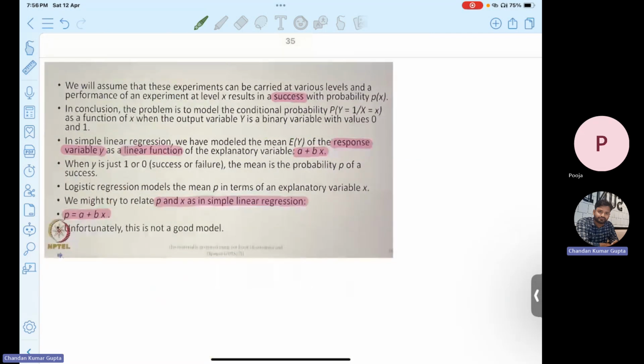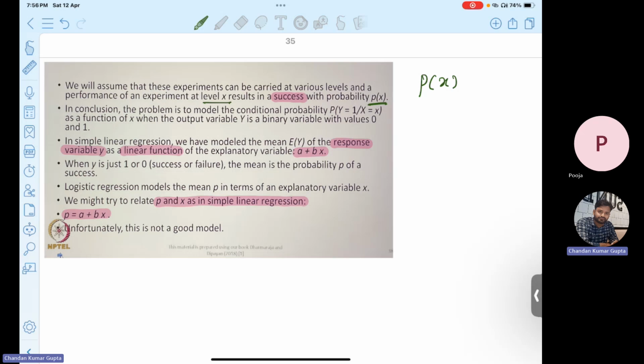Now we will assume that these experiments can be carried out at various levels, and the performance of an experiment at level X results in either success or failure. The probability of success is P, and the probability of not succeeding is 1 minus P, obviously. The probability of success, P of x, is dependent on X only, so it is just a notation P of x. So we have P at X equal to 0, X equal to 1, and the output is either 1 or 0.